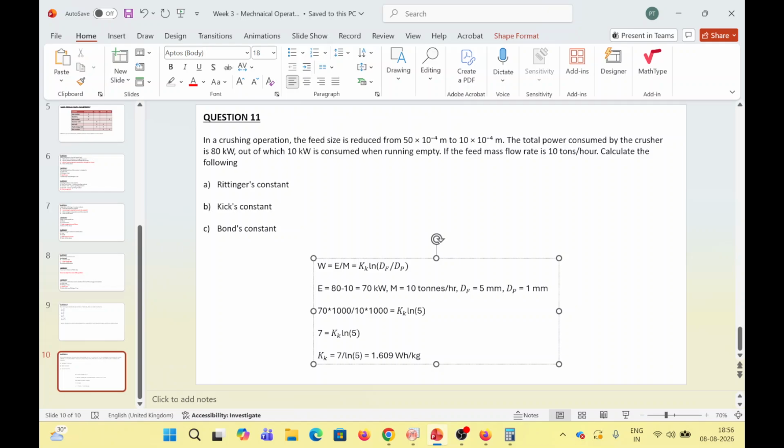So this is how you calculate the Kick's constant. Now based on this, you are supposed to calculate the Rittinger's constant and Bond's constant. So try calculating one. Let me give you some time so that then I'll start solving. You can start with the Bond's constant, then we can go to Rittinger's constant. So start with Bond's constant first.